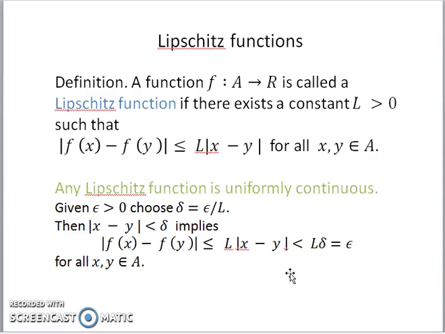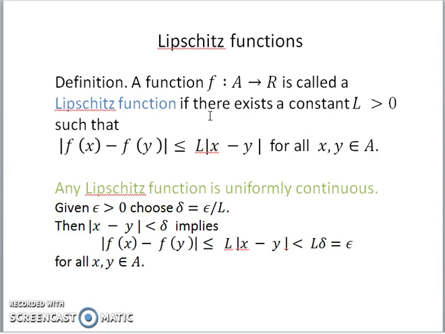Let us move on to a category of functions which are always uniformly continuous. Definition: a function f from A to R is called a Lipschitz function if there exists a constant L strictly greater than 0 such that mod of f of x minus f of y is less than or equal to L into mod of x minus y for all x, y in A. Such a function is called a Lipschitz or Lipschitz continuous function.